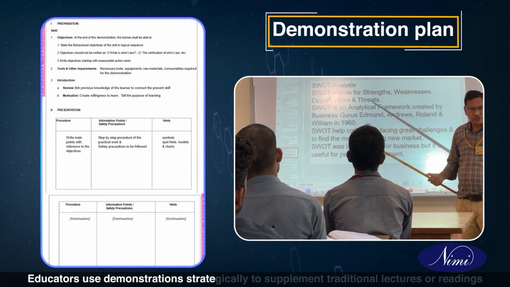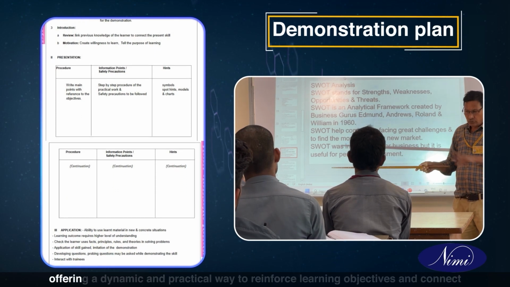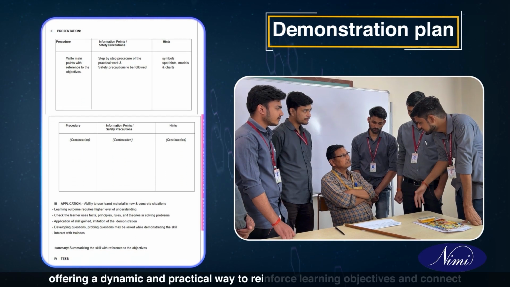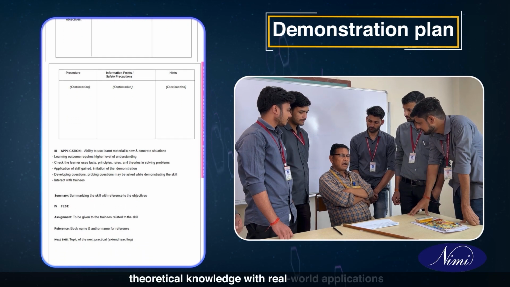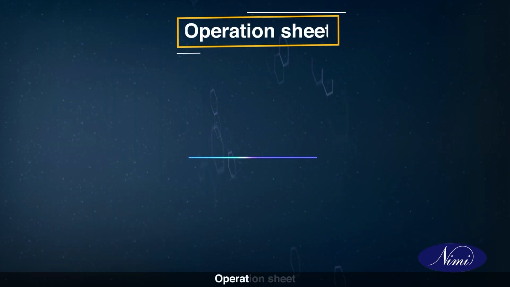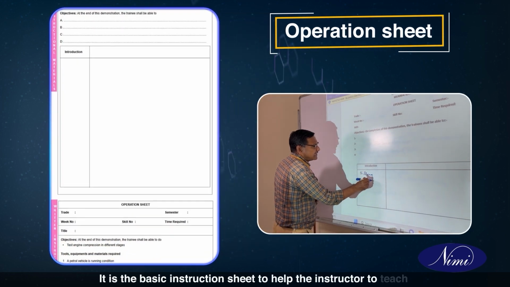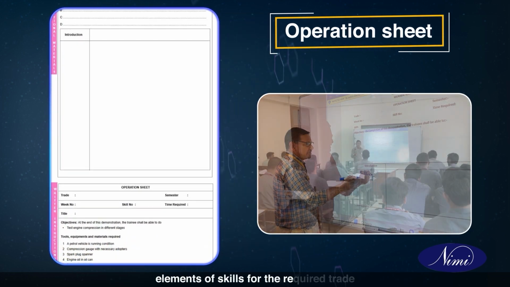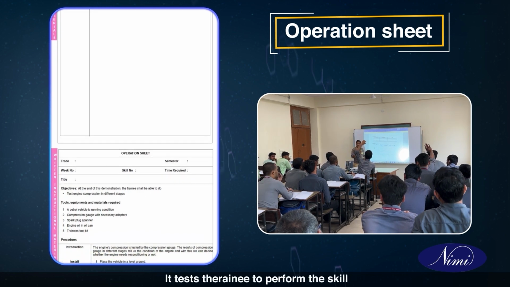Educators use demonstrations strategically to supplement traditional lectures or readings, offering a dynamic and practical way to reinforce learning objectives and connect theoretical knowledge with real-world applications. Operation Sheet. It is the basic instruction sheet to help the instructor to teach elements of skills for the required trade. It tests the trainee to perform the skill.